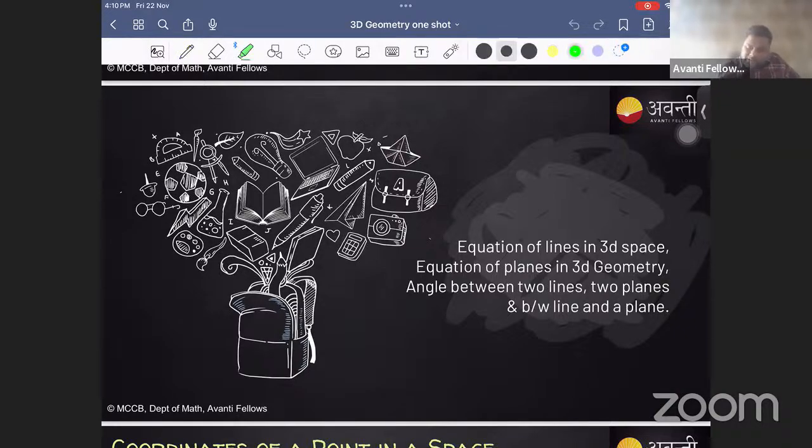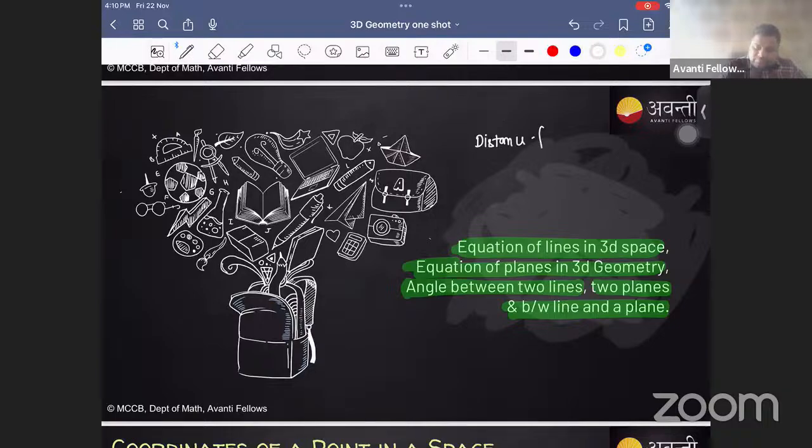So what we will do in this chapter: equation of a line in 3D space, equation of a plane in 3D geometry, angle between two lines, angle between two planes, and between a line and a plane. Along with that, we will also talk about distance formula, section formula, and direction ratios and direction cosines of a line.